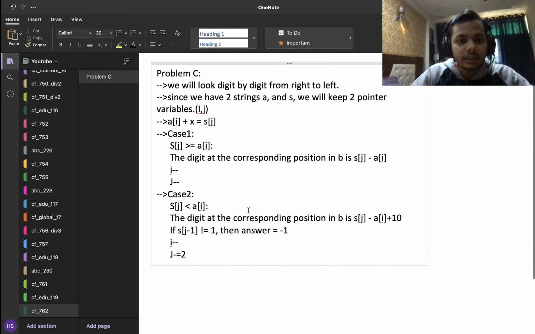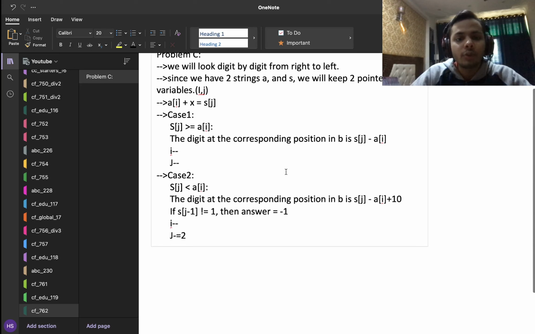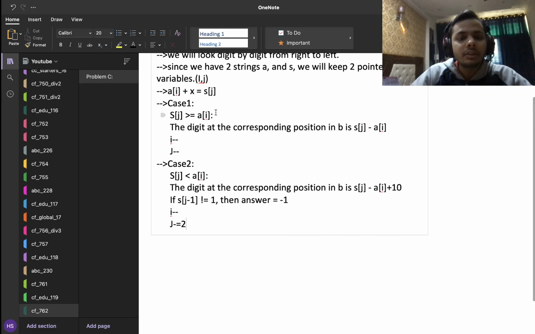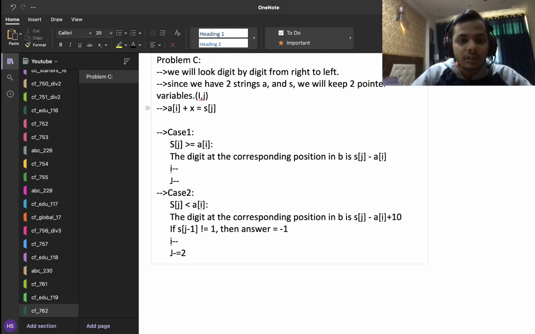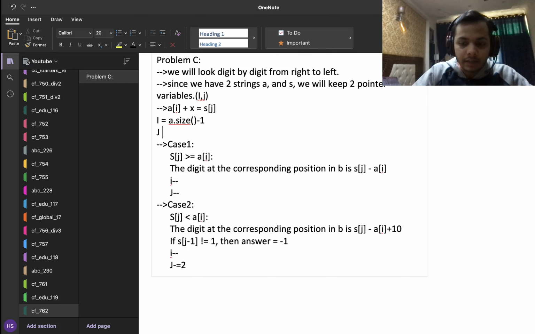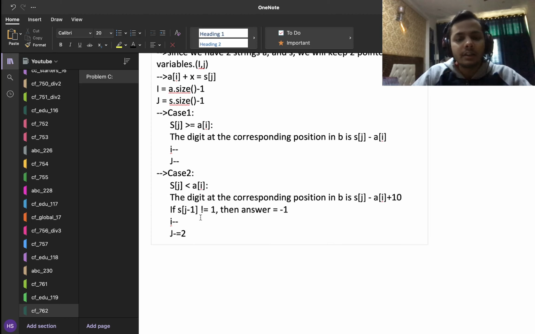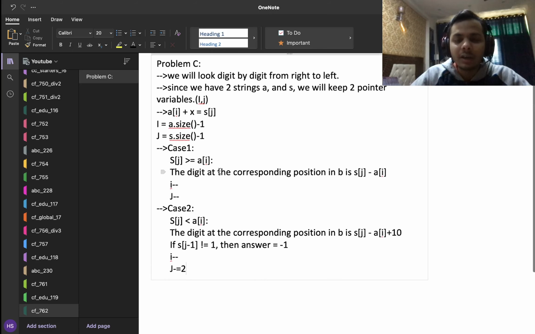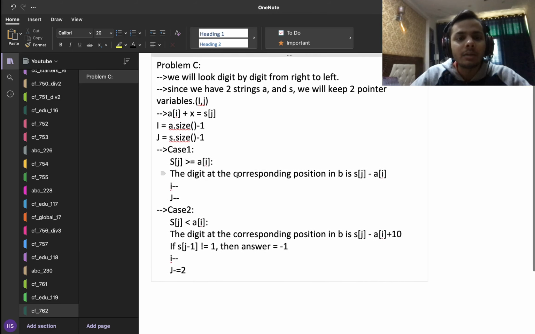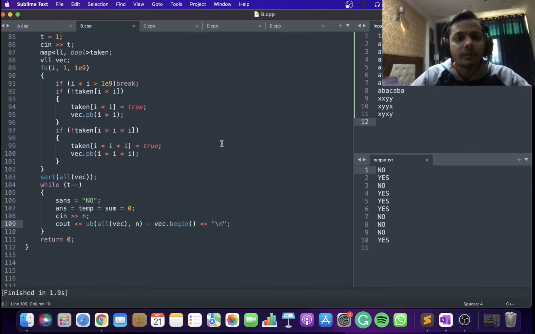So this is it. This is the entire two-pointer approach that we are going to follow. So obviously, first of all, I will start I at A dot size minus 1 and J at S dot size minus 1. And this is the entire algorithm that I will use. And now let's just have a look at the code, which will surely give you a better clarity about this problem.